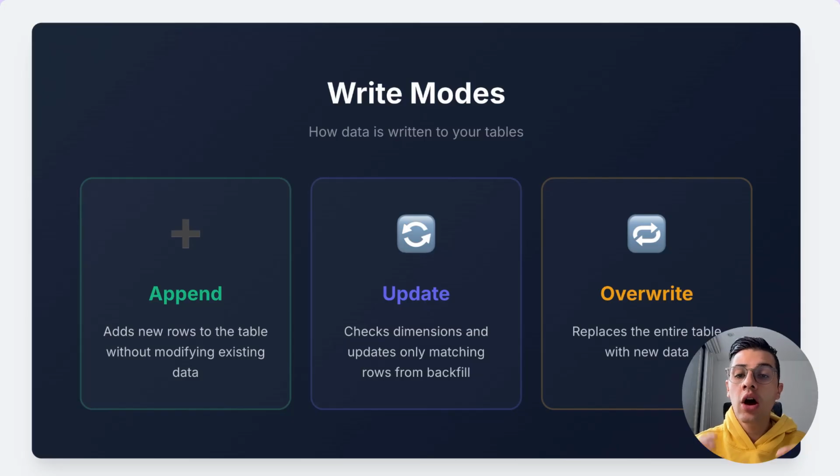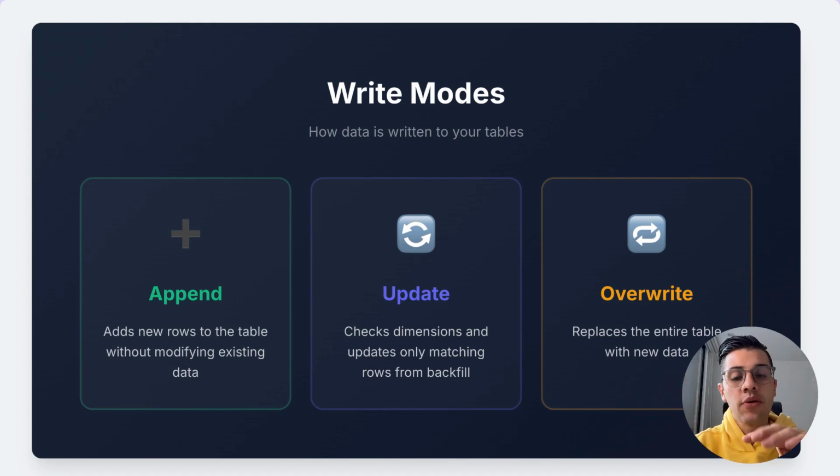When it comes to how your data is written to your tables, you can have 3 options. The first one is Append. In this mode, you will always add new rows to the table you have created previously. The second mode is Update. In this case, we will go into the table, we will check for the dimensions, and if any of them matches, we will only update the metrics corresponding to that dimension. And the final one is Overwrite. This is the easiest one, and in this one we just replace the whole data.